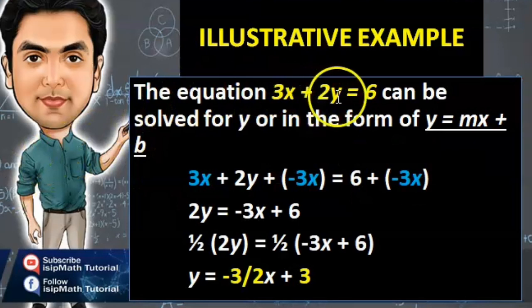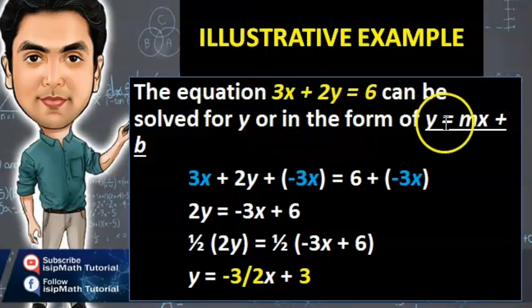Okay, so the equation 3x plus 2y equal to 6 can be solved for y or in the form of y equal to mx plus b. So we have to rewrite this one because this is a standard form. We have to rewrite this one into this form, y equal to mx plus b, para po ma-determine natin yung slope m at saka yung y-intercept natin na b. Okay, so to do that, dapat lahat ng variables or constant nasa right side, di ba? Dahil sa left side, yung maiiwan lang ay si y. Diba? Lahat nandun sa right side.